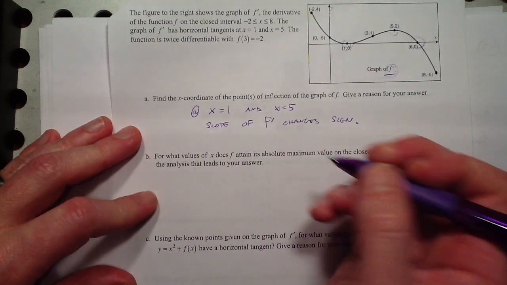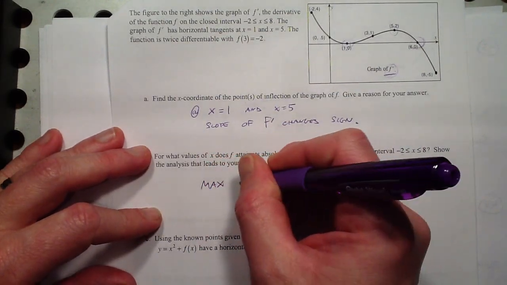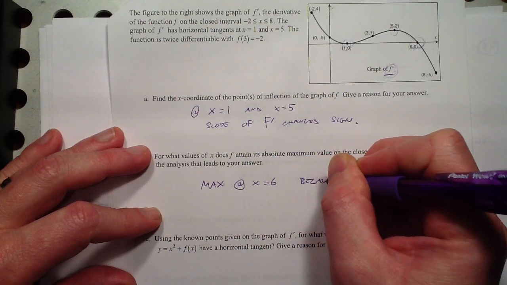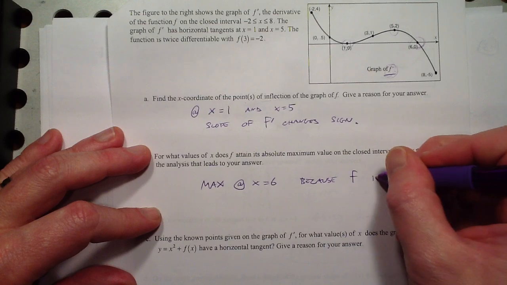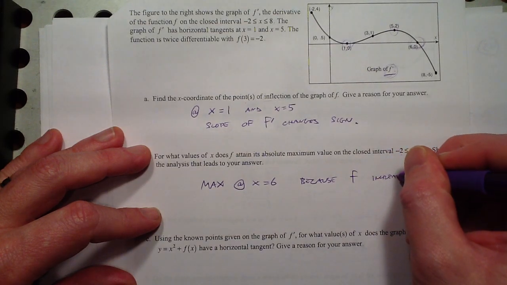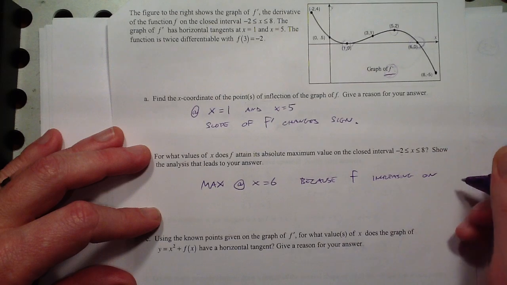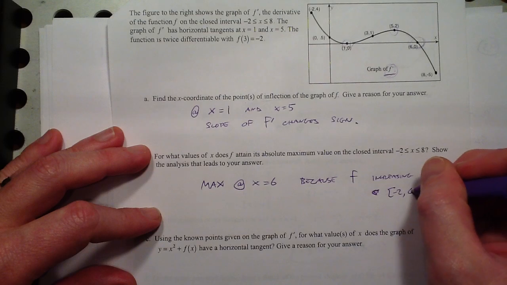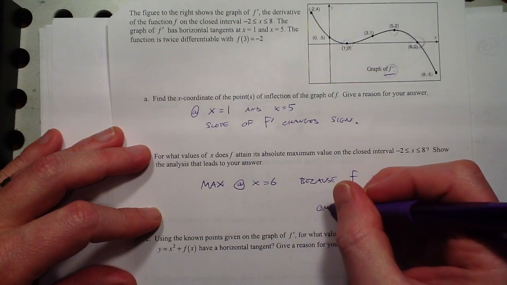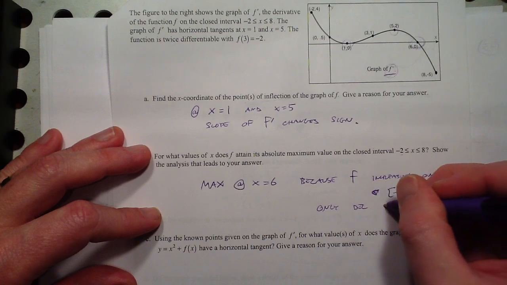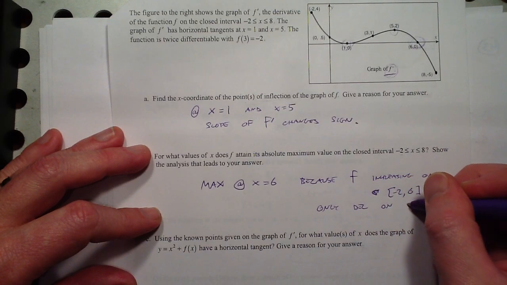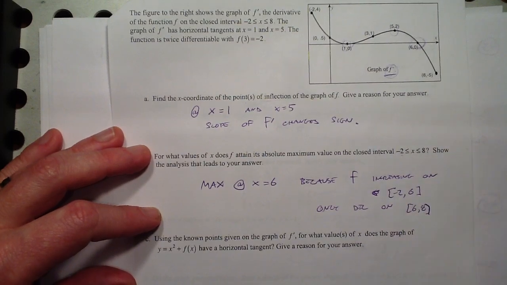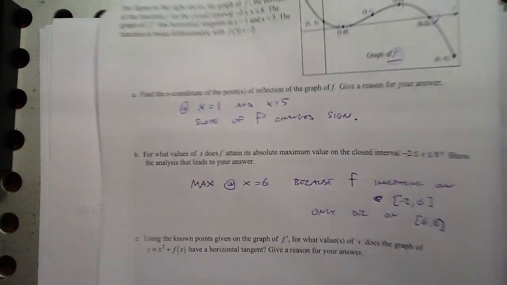So maximum happens at x equals 6 because f is increasing on the interval from -2 all the way to 6, and only decreasing on that little interval from 6 to 8. Okay.